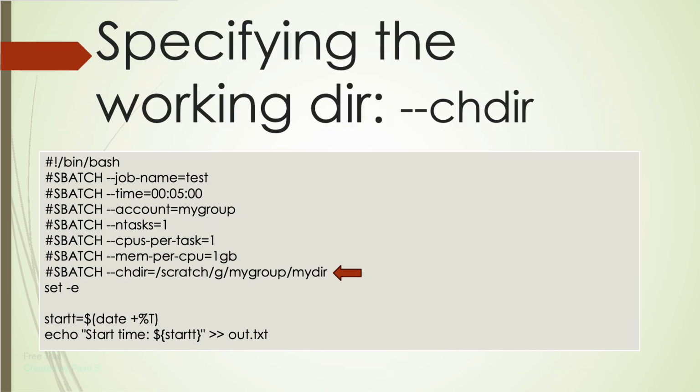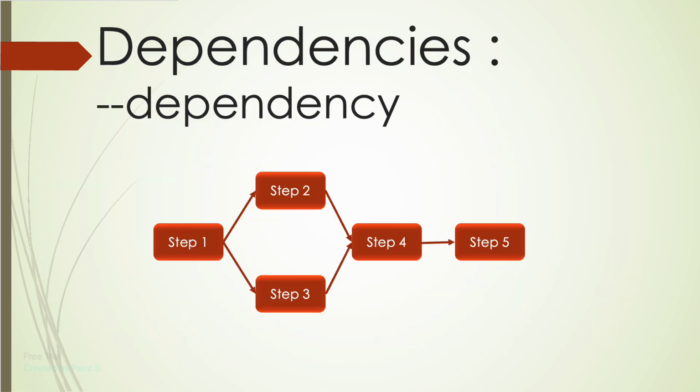Now let's see how to specify the working directory. You can do this using chdir. With this option, the log file as well as any files with a relative path will be saved here. Any input files with relative paths will also be searched from this location. In this example, the log file and the output file out.txt will be generated in Scratch G my group my dir. Next topic is dependencies.